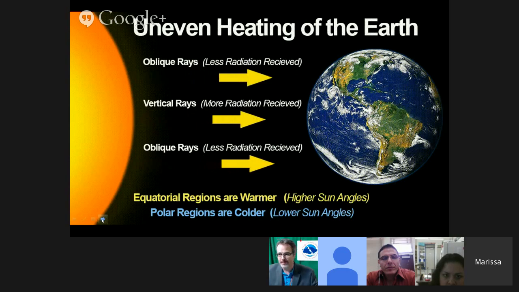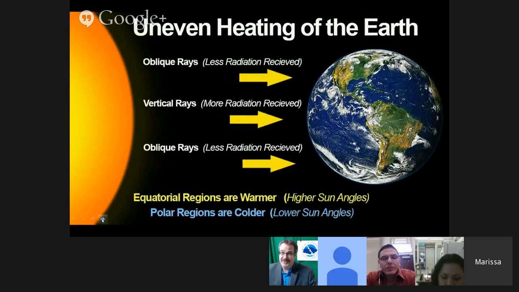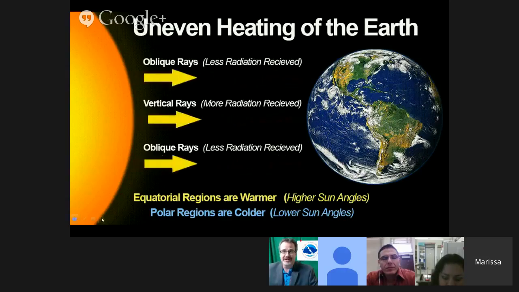Up north it's cold, way down south it's cold, and in the middle of it all, through the tropics near the equator, it turns out to be a little bit warmer. But that's just another part of the equation. It turns out the Earth is on an axis, and tilted on its axis.